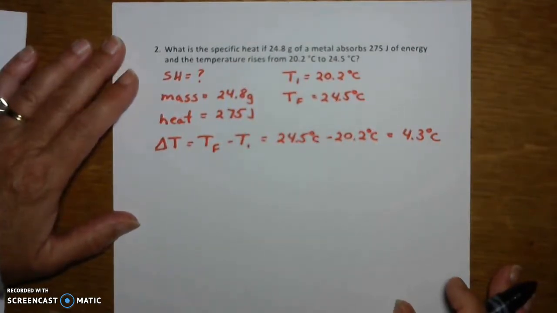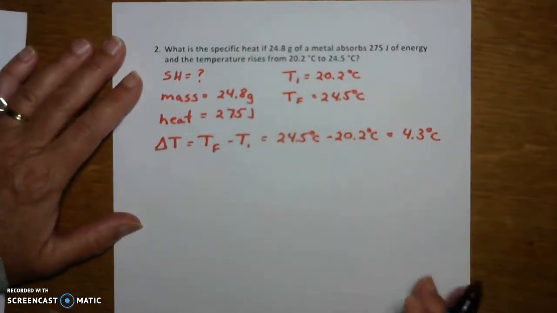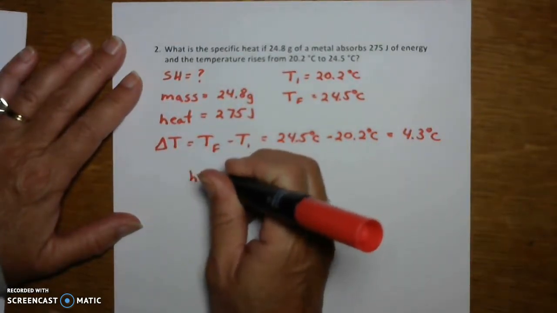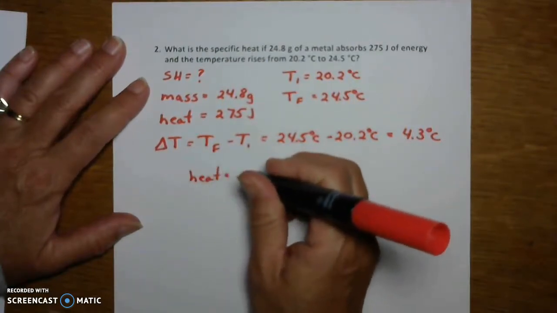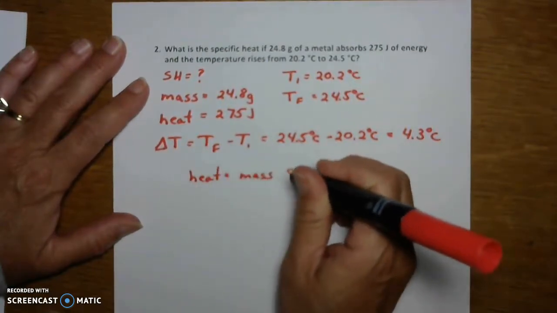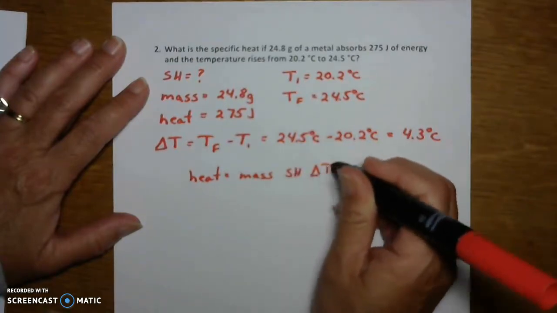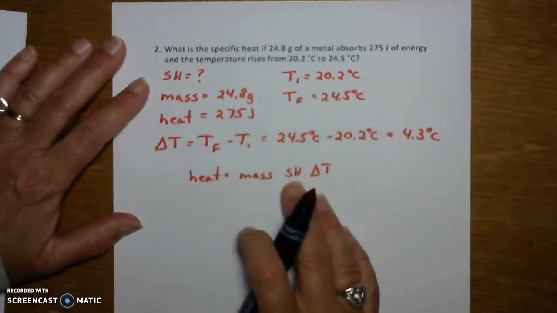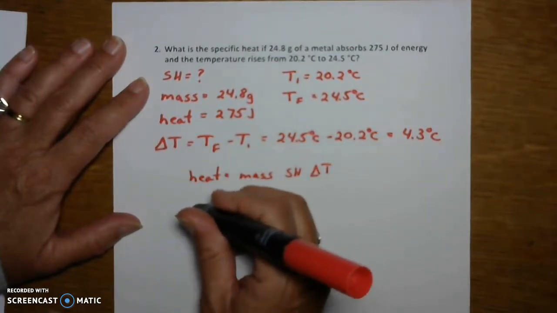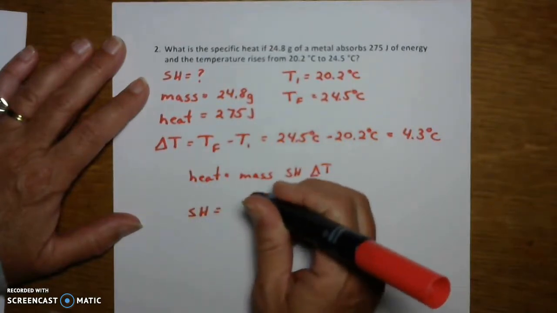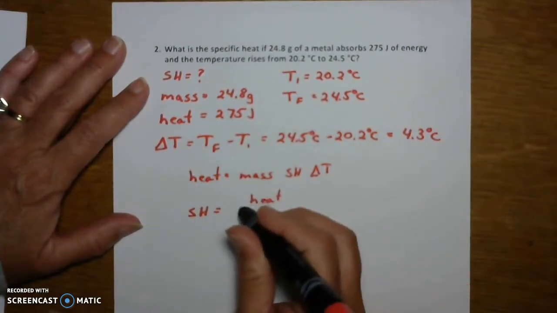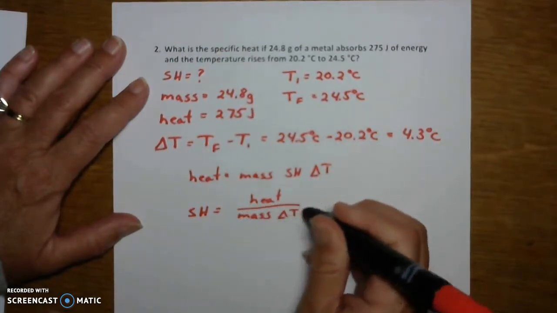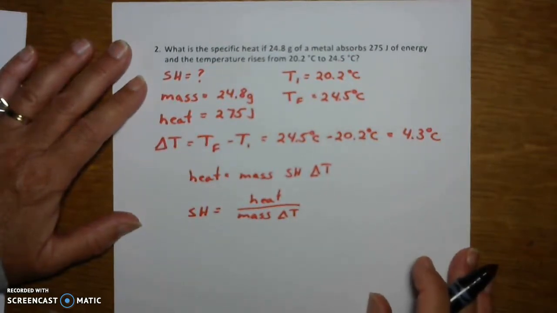All right, so the equation we have been using looks like this. We've been saying that heat is equal to mass times specific heat times the change in temperature. And we can rearrange this so that we get the specific heat by itself. So we can say specific heat is equal to heat divided by mass times change in temperature.